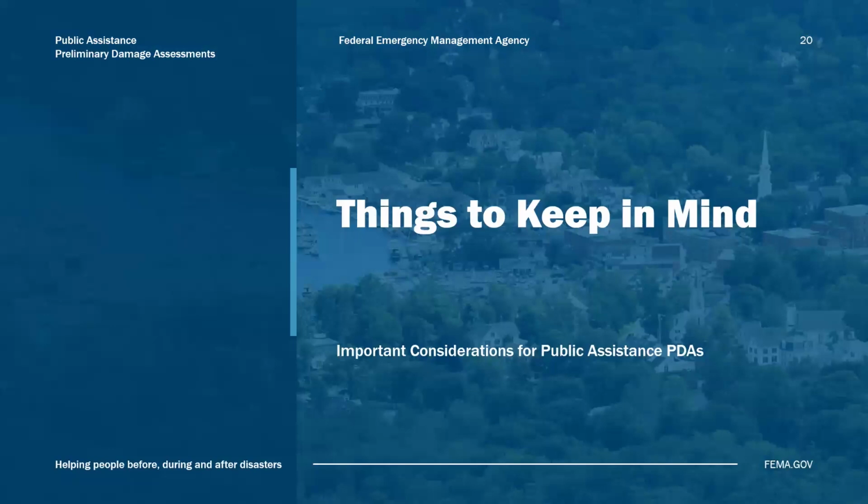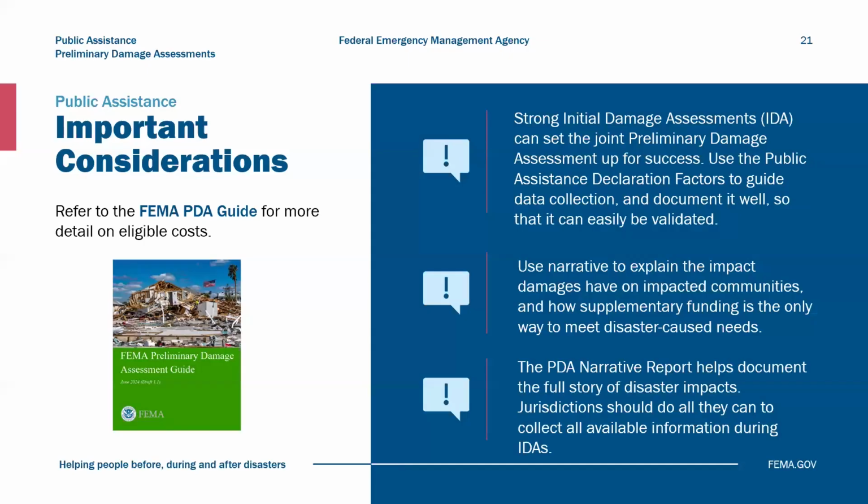There are several considerations that you should keep in mind. First, local governments and tribal nations must use initial damage assessments to establish a strong foundation for disaster declaration requests. FEMA will validate this information as part of the joint PDA if one is requested. FEMA's role in the joint PDA is to validate the IDA data, beginning with the most critical and costly damage.